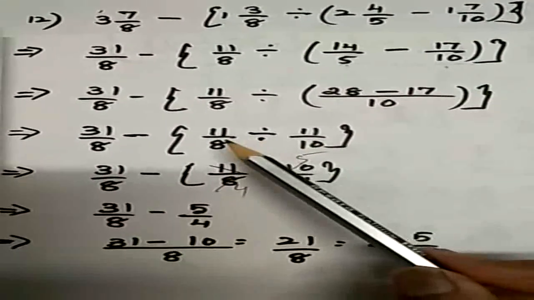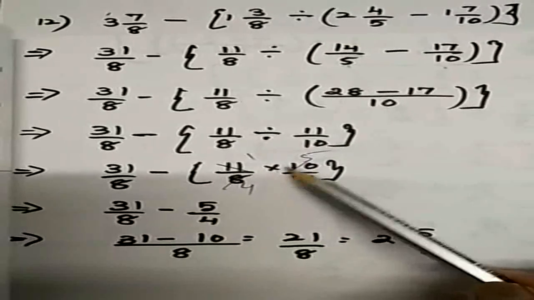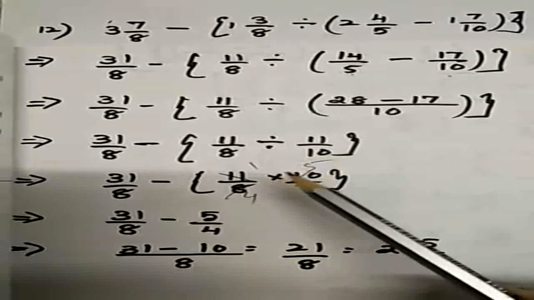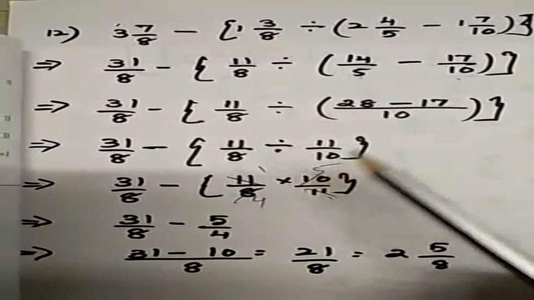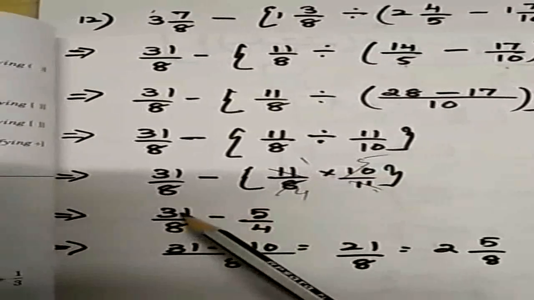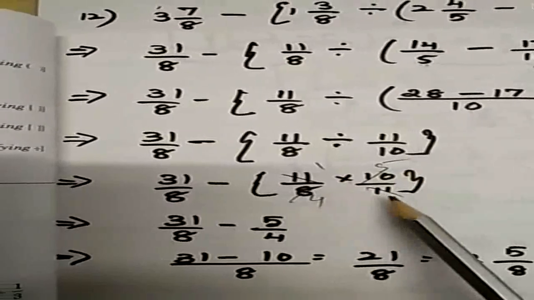Curly bracket, what is there inside the curly bracket? 11 by 8, division will change into multiplication, then 10 by 11. Okay, you have to solve this. See, any numerator and denominator cancelling, this numerator cancelling, what answer do you get? 31 by 8 minus 1 into 5 is 5, 4 into 1 is 4.